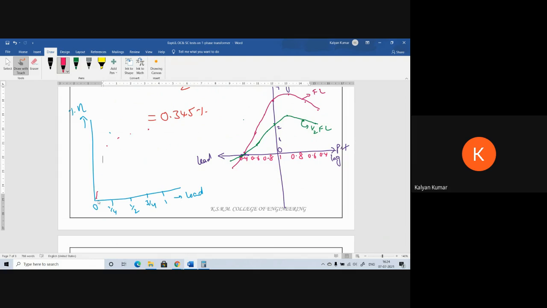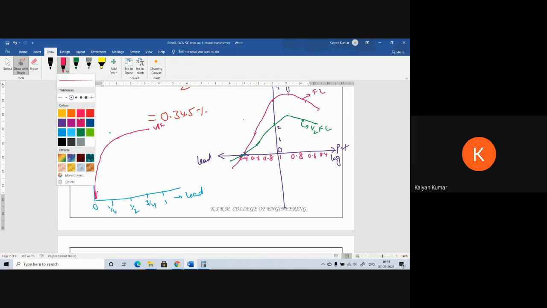If you join all the points, then we will get the efficiency curve corresponding to unity power factor. Then go for another, 0.8. So as the power factor is decreased, the efficiency is going to decrease somewhat. So the curve will be like this.